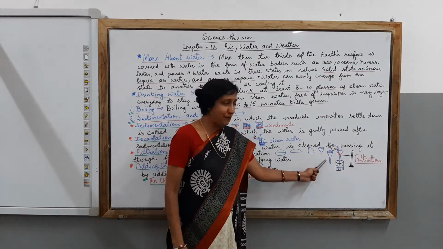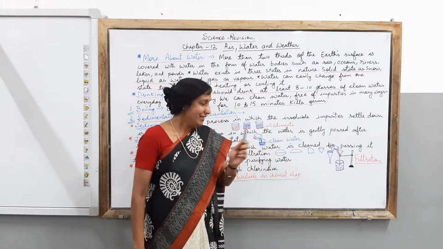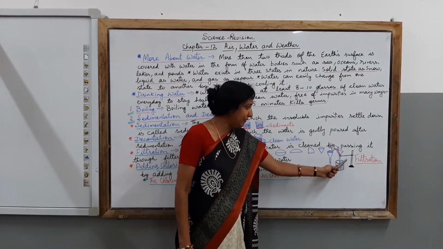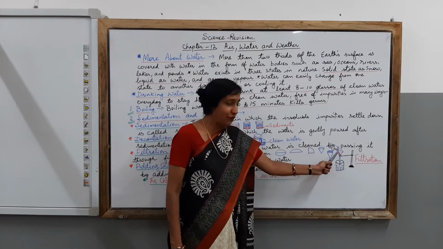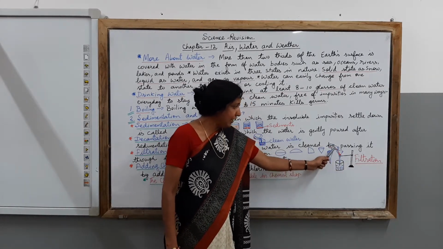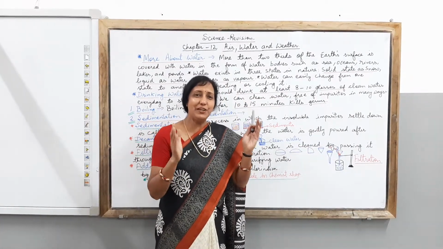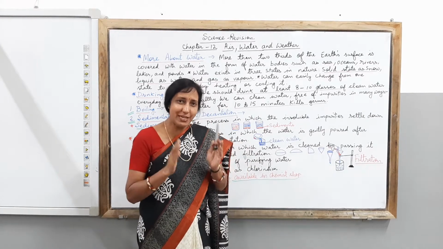Here is the funnel I have drawn for you all. And you have to place the filter paper in this. Then children, you have to fix the funnel along with the filter paper. The funnel is fixed in this stand. And then you are pouring the dirty water in the funnel, which is having a filter paper inside.